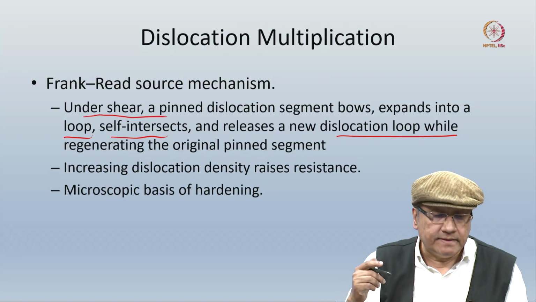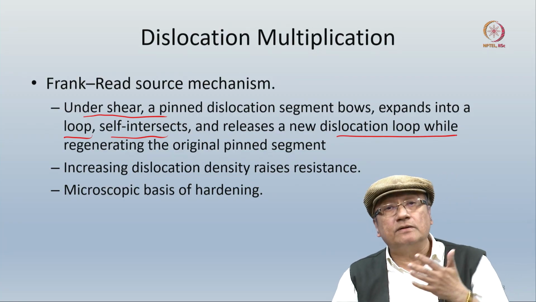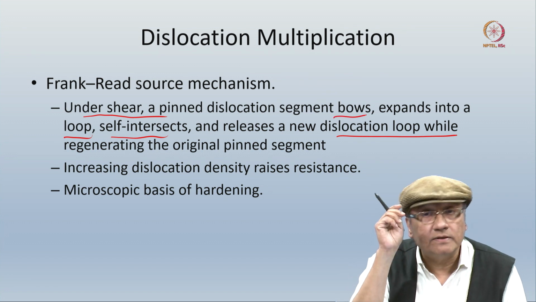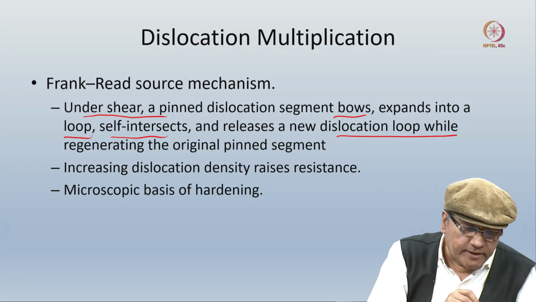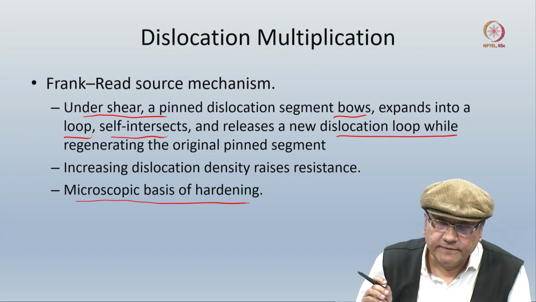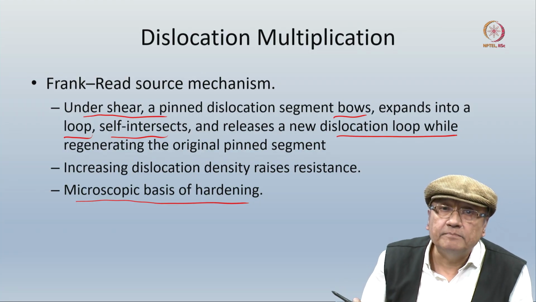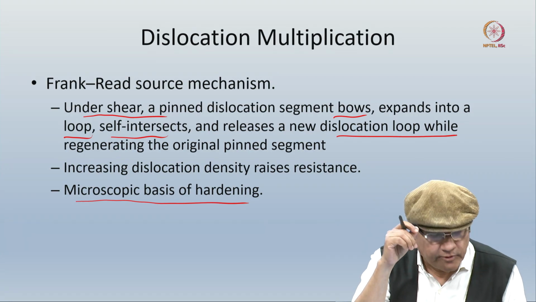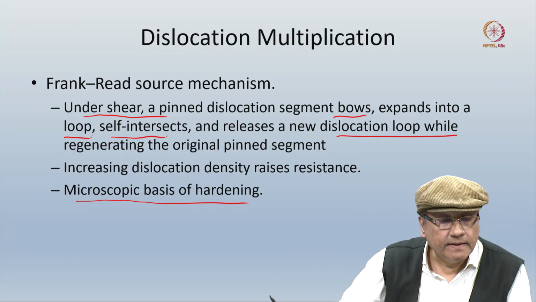So, this is basically the reason why dislocations can multiply under external loading. This bowing takes place because there is an external load. So, this is the microscopic basis for hardening. If there are too many dislocations, there will be an impedance which will impede the motion; the dislocations will find it difficult to move.